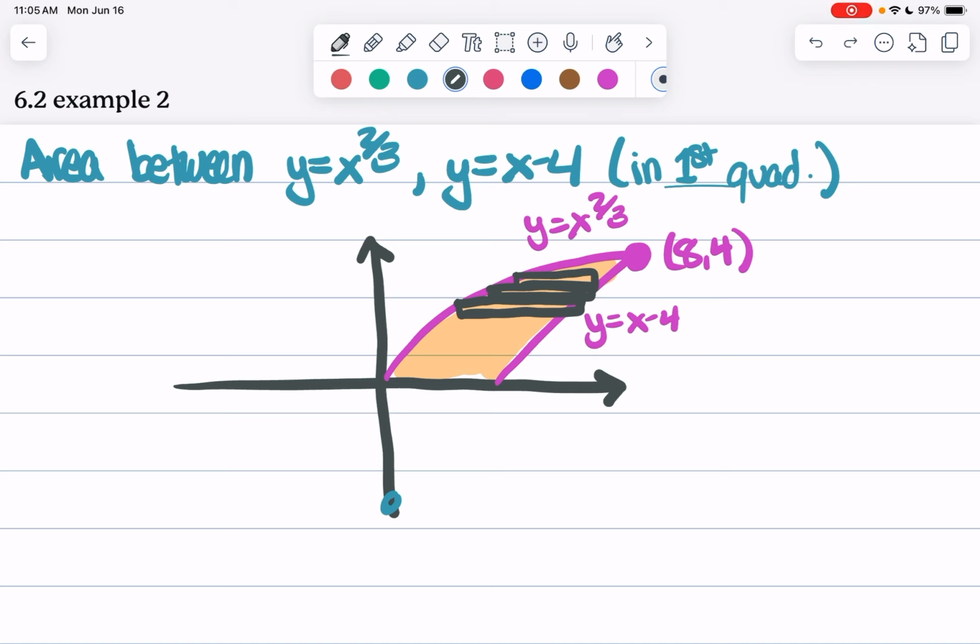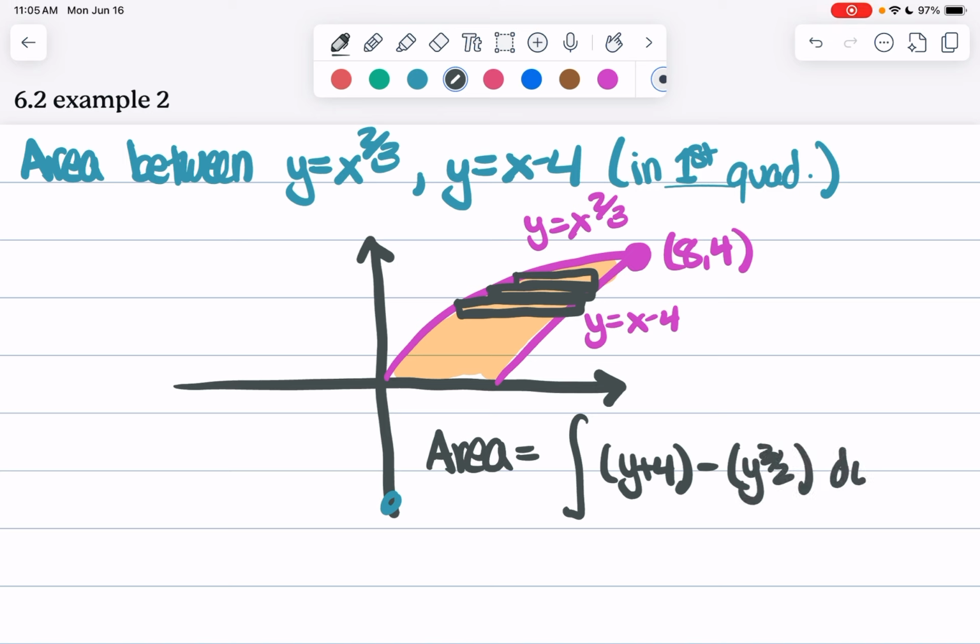Now, the integral that we end up with for the area is going to be an integral. On the right, the function is y plus 4. And on the left, we have the function is y to the 3/2. And it's going to be dy instead of dx, which may be the first time we've done that. Now, where did those come from? I have the functions here. I'm just solving for x.